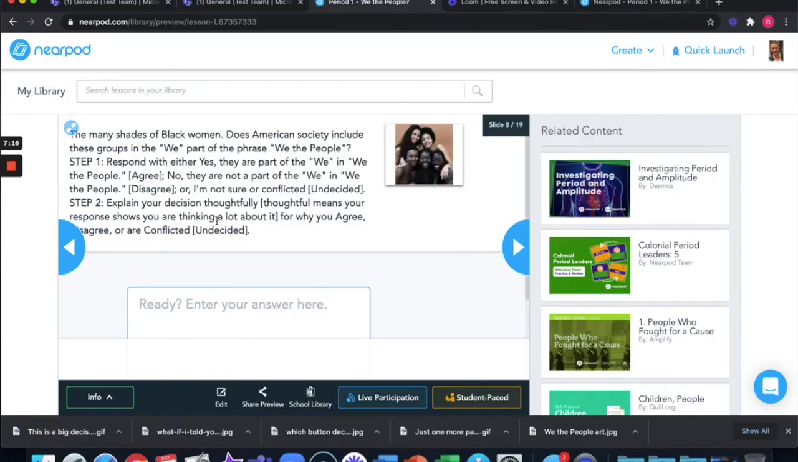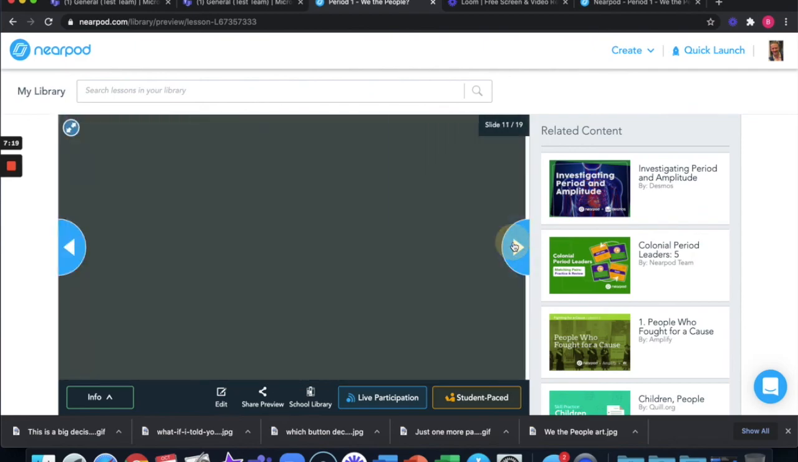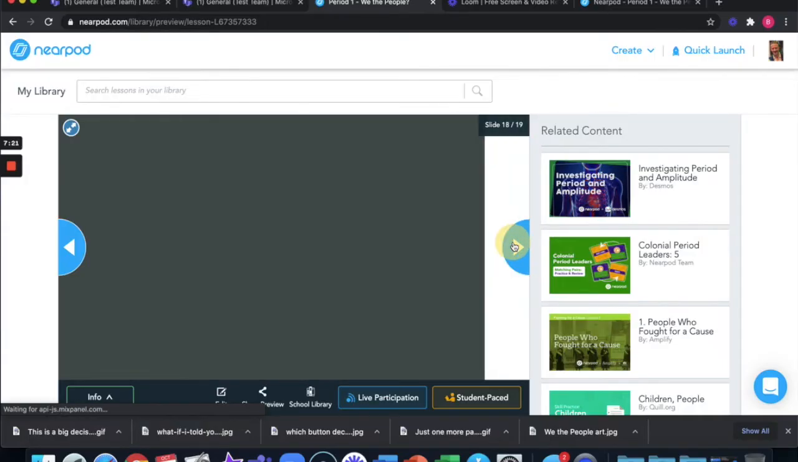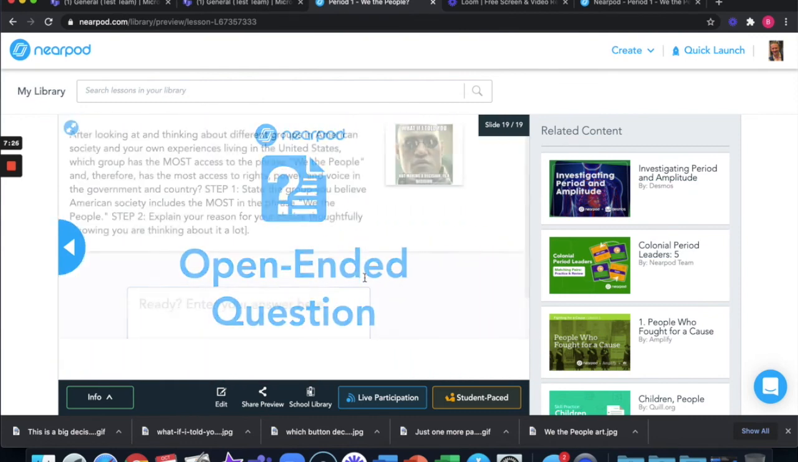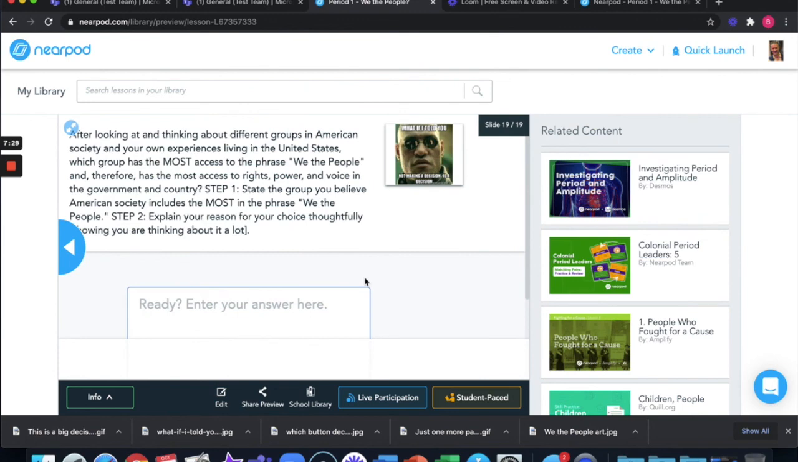All right? And when you get to the end, after looking at the different pictures, then you're going to make the final response. Of all the groups you've seen, who has the most access to the phrase "we the people"? In other words, when they wrote it in 1787, that phrase "we," who is the "we" that they are really referring to? And even today, who is the "we" that still has access to all those rights and voice and power? And that's how you end the lesson.